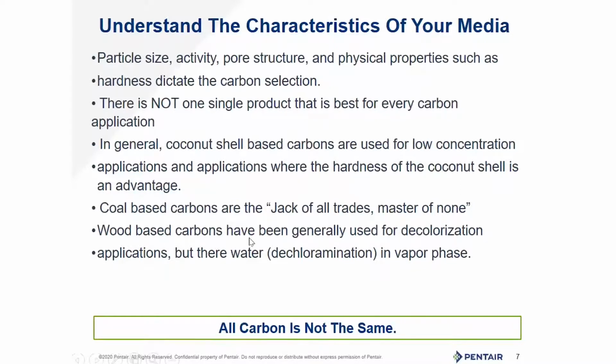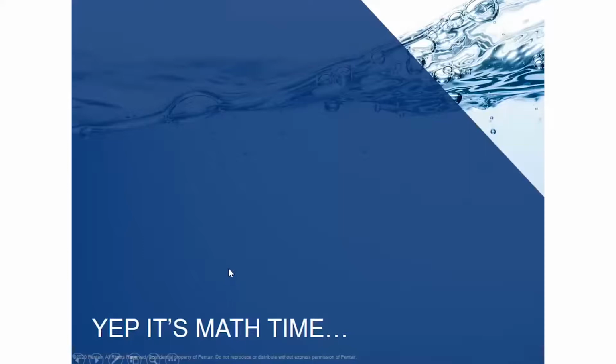You may even wish to blend all three in a design depending upon applications, and in multiple meshes. You could put your larger mesh on the bottom and your tinier mesh on top and get stratification of purification going on as well. All carbon is not the same. So we've talked about the attributes of carbon itself. Now it's time to do some math.